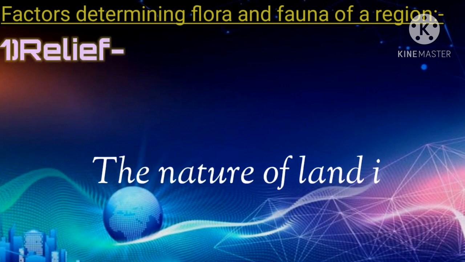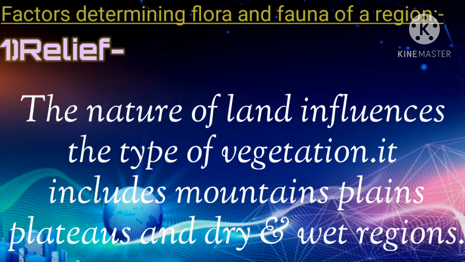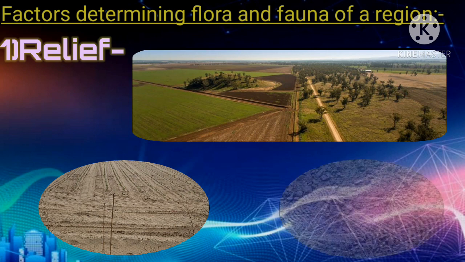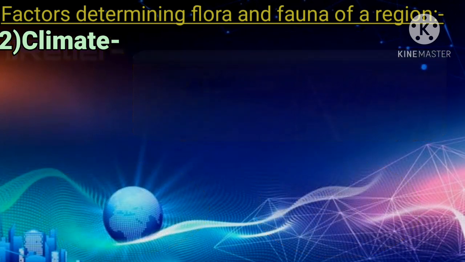Relief. The nature of land influences the type of vegetation. It includes mountains, plains, plateaus as well as dry and wet regions. Different types of soils provide the basis for different types of vegetation. The sandy soil and other types of soils support different types of vegetation.